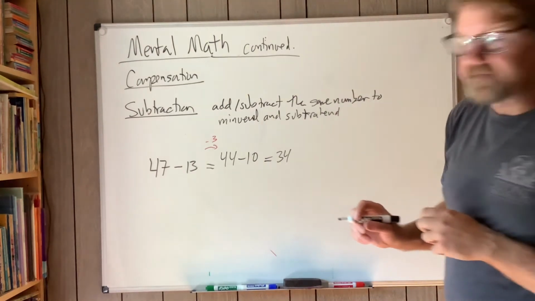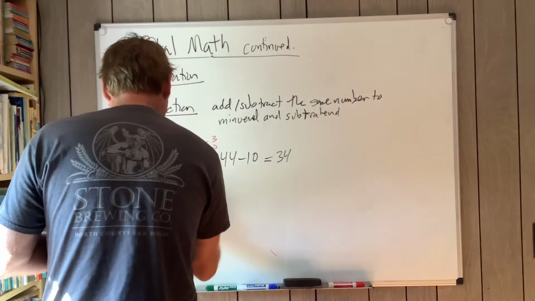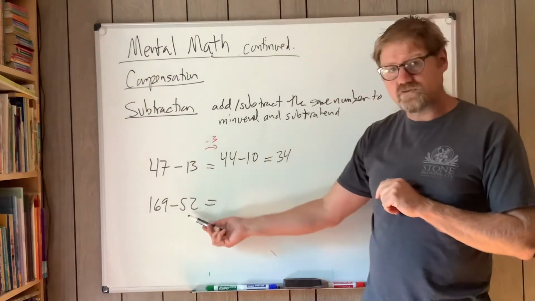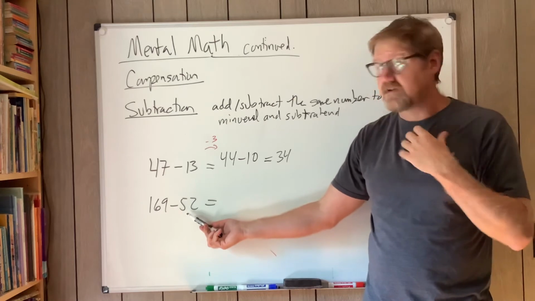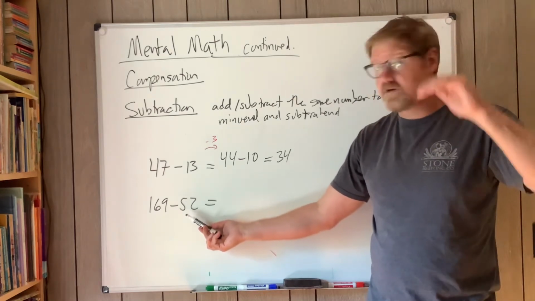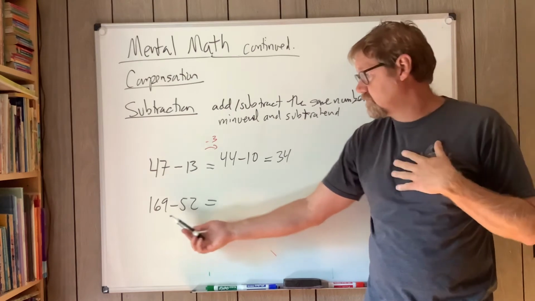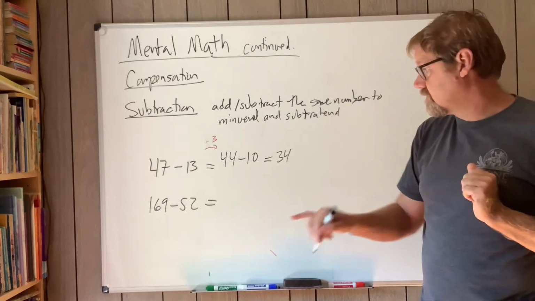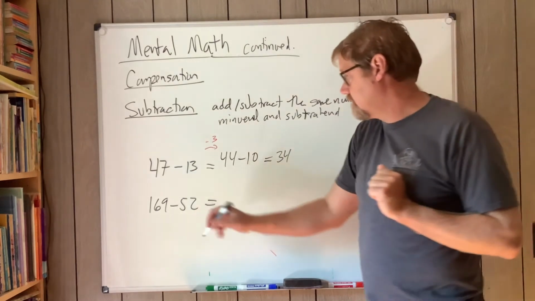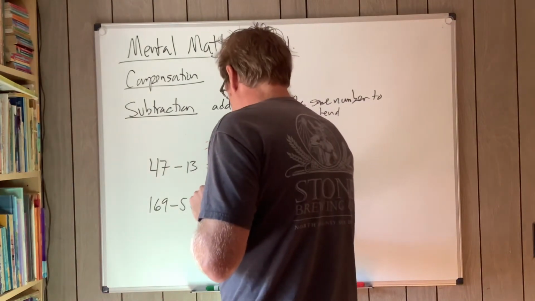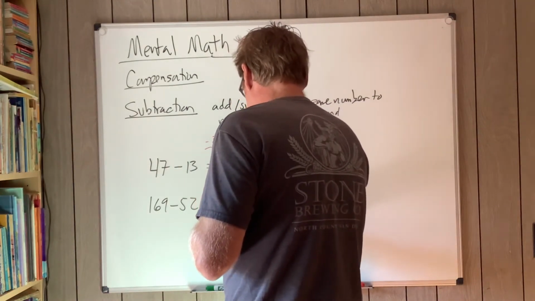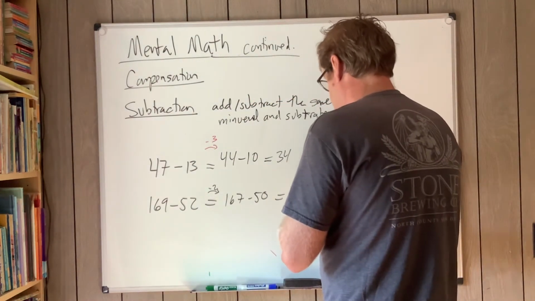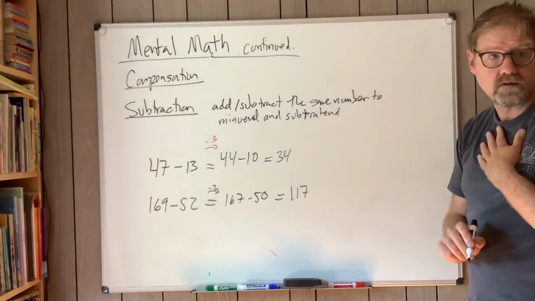Okay, let's do 169 minus 52. This one actually isn't too bad. If you can put the column algorithm in your head and do that subtraction, it's really not too bad. There's no regrouping. Let me show you how to do this with compensation though. I'm going to try to make that a 50. So I take off 2: 167 minus 50, and then that's hopefully pretty straightforward. 117.